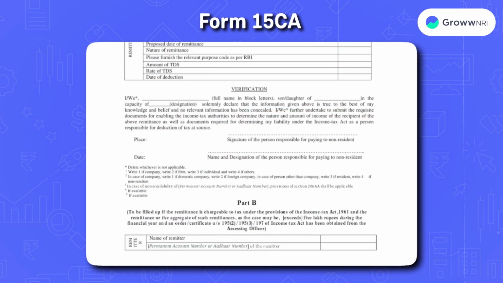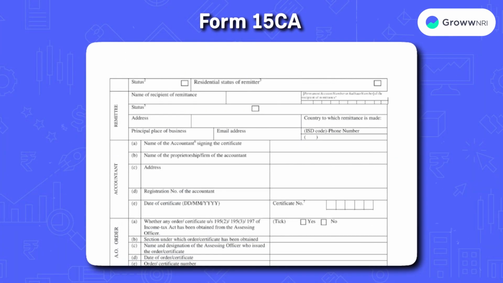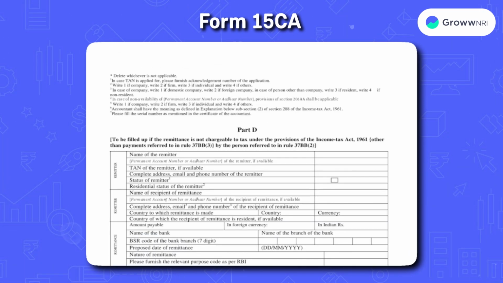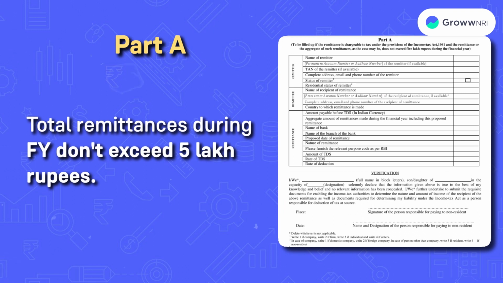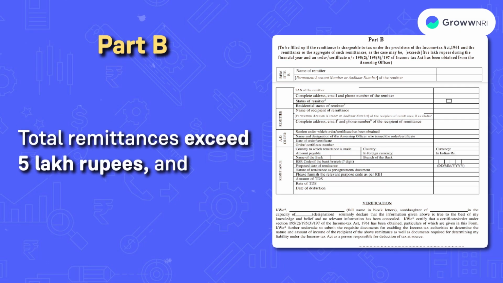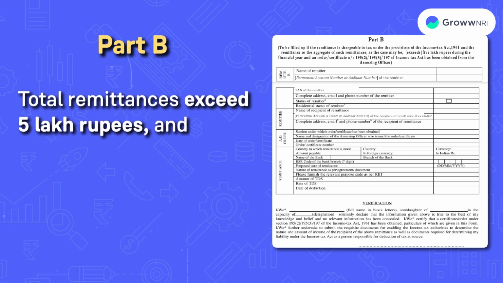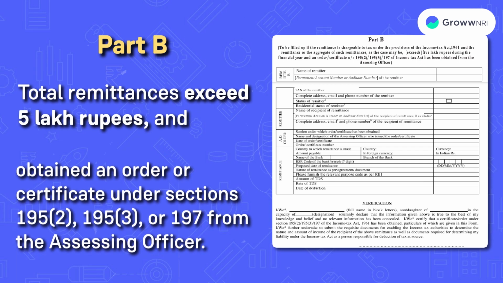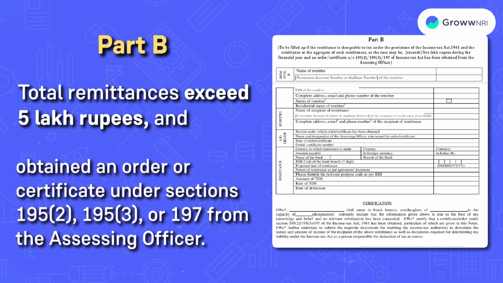It has 4 sections, parts A, B, C and D. These are for the income chargeable to tax in India and you'll only need to fill them out in specific cases. Part A, if the total remittances during the financial year don't exceed 5 lakh rupees. Part B, if the total remittances do exceed 5 lakh rupees and you've obtained an order or certificate under sections 195(2), 195(3) or 197 from the assessing officer.